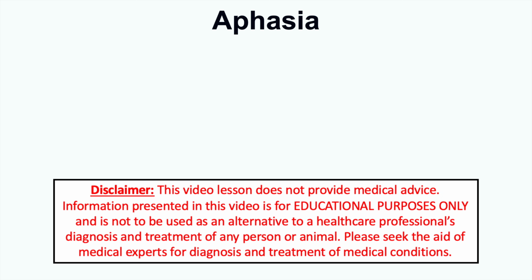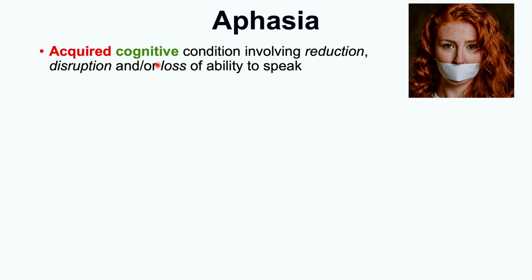Hi everyone, this lesson is on the different types of aphasia. So what is aphasia? Aphasia is an acquired cognitive condition involving reduction, disruption, and/or loss of ability to speak.